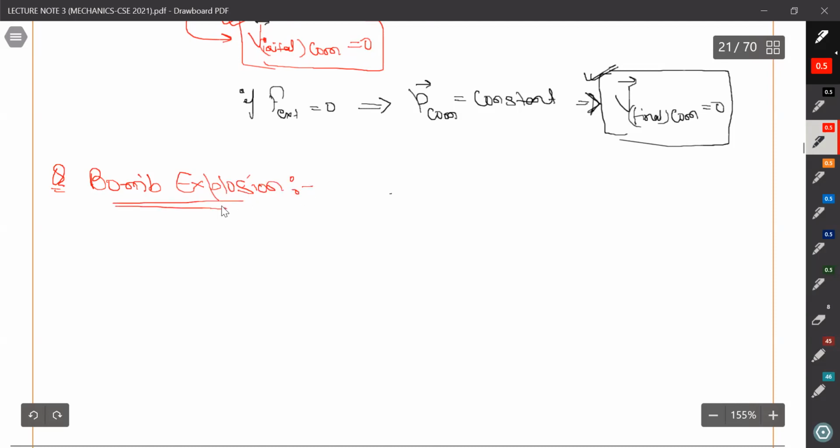Bomb explosion. Okay, let us try to see the bomb explosion part, because one question based on this was already asked in UPSC, and you need to write certain things. It was given that, for example, a bomb is here. Need not be circular. And after a certain interval of time, it explodes.